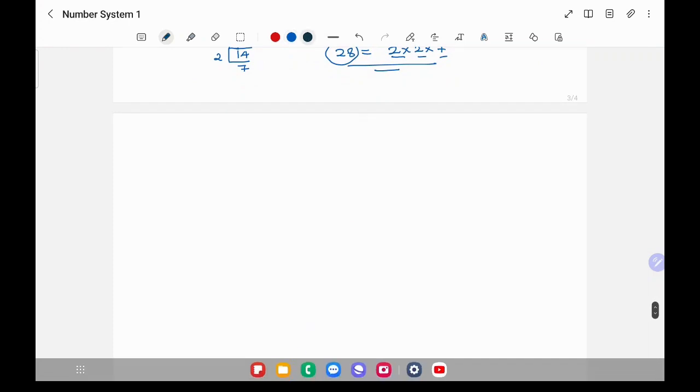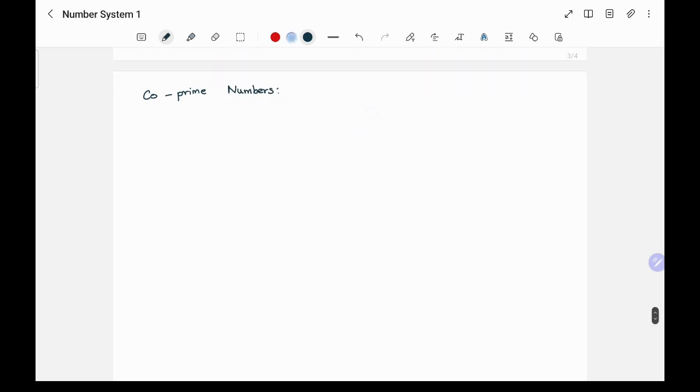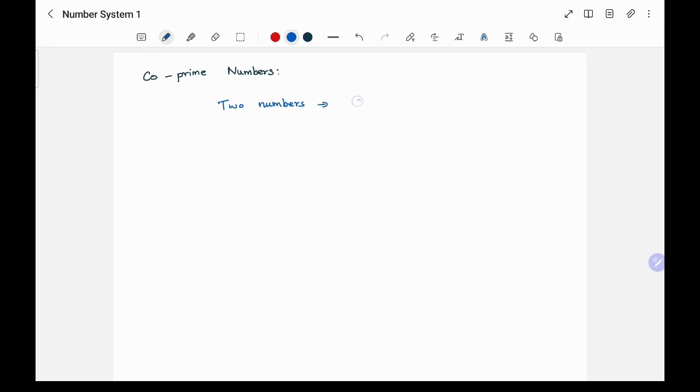So next let us go and take a look at what are co-prime numbers. So co-prime, from the word itself we can see what it means. So take any two numbers. If they have the common factor as only one, then they are called co-prime numbers.